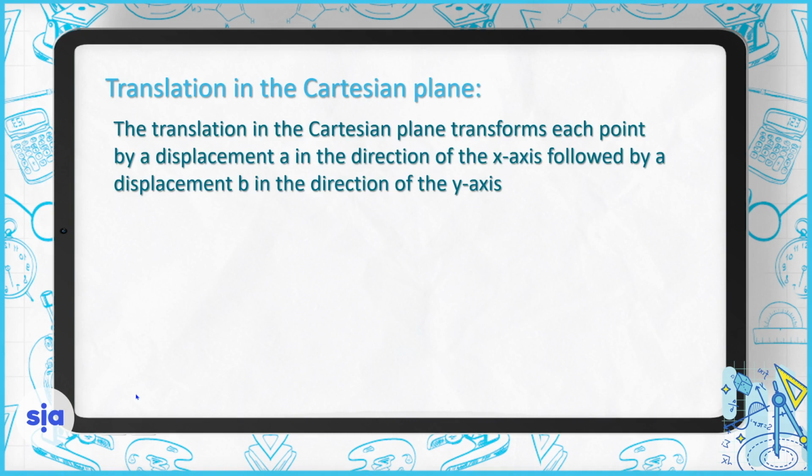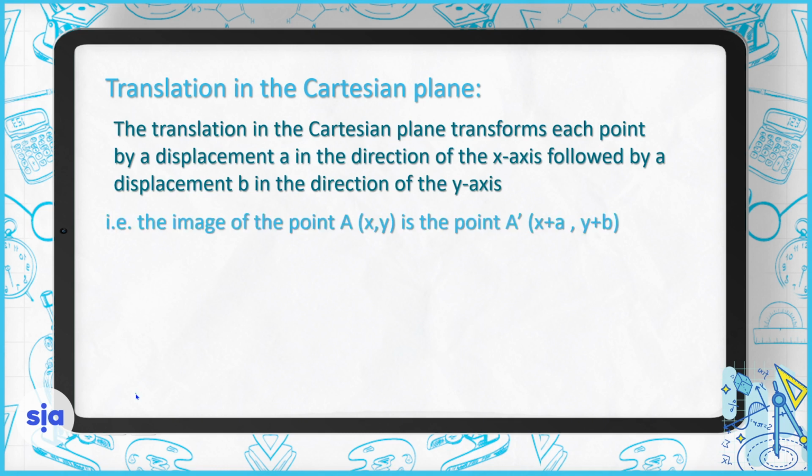The translation in the Cartesian plane transforms each point by displacement a in the direction of the x-axis, followed by displacement b in the direction of the y-axis. Example, the image of the point A that has coordinates (x, y) is the point A' where we add a to the x and b to the y.